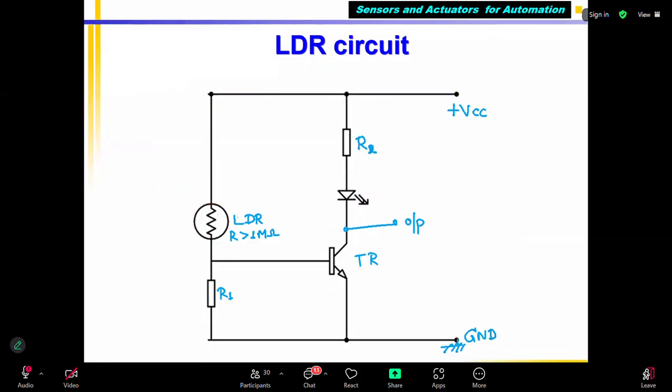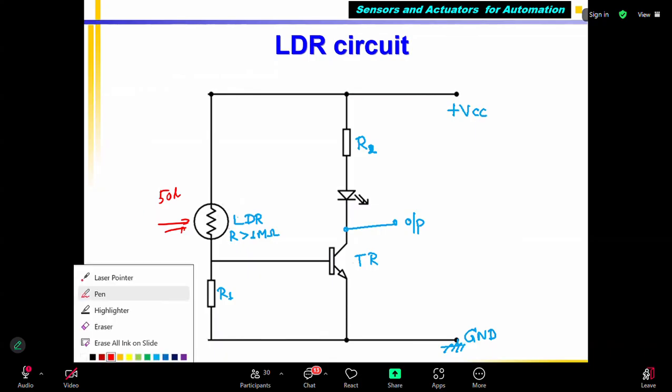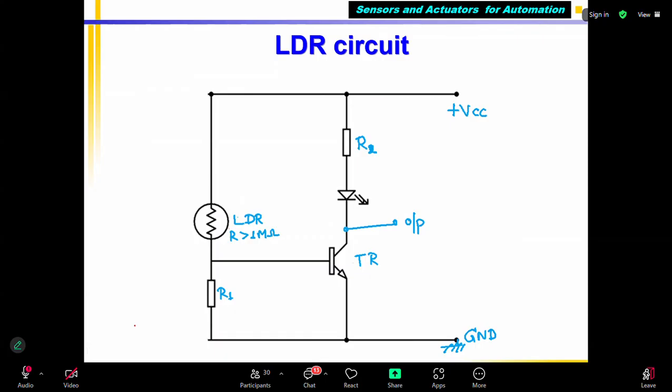Similar to this one. So this is how you can use it. Another thing is, for example, instead of sending a constant, fixed light, say 50 lumens, I can use this LDR, phototransistor, all these things, for measuring the light intensity.